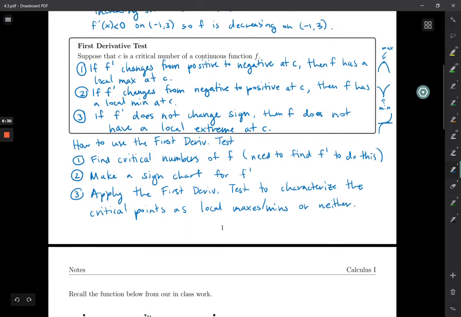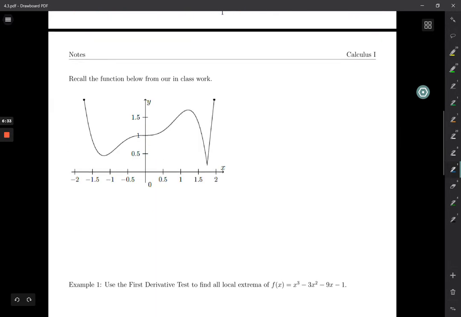Okay, so let's take a look. Here I have this function that we used in our in-class work a few classes back, and I want to look at it in terms of the first derivative test and sort of analyze it in that way. So first off, let's just make a note of all of the local extrema. So we're not going to look at the endpoints in this case. We're just looking at what's going on in the open interval, -2 to 2.